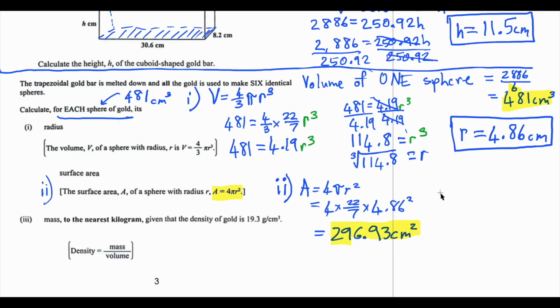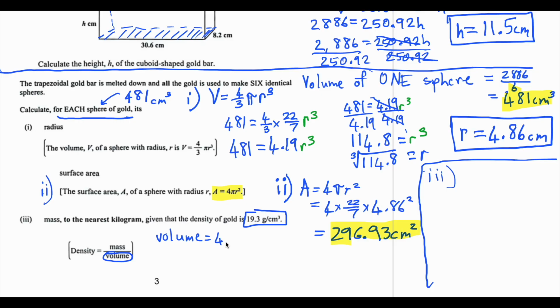All right, so I give y'all a chance to try it. So let's look at it. Let me see if I could give you a little heads up. So it says the density of gold is 19.3 grams per centimeters cube. Now it says we need to find the mass of 1, but we have the volume of 1 already. So we know what the volume is of one sphere. What's the volume of one sphere? 481 centimeters cubed. Good, centimeters cubed. So we have the volume, we have the density. All we need to find is the mass.